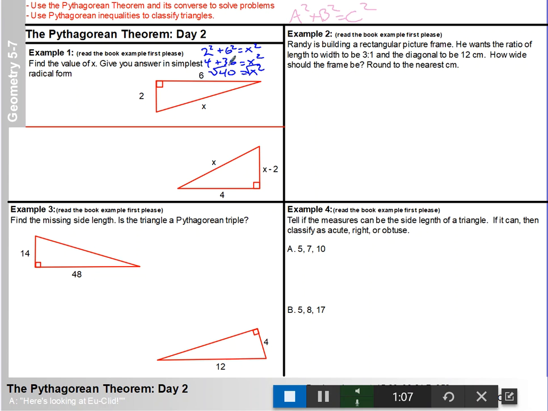But simplest radical form tells me I need to convert the square root of 40 into its simplest radical form. So what goes into 40 that is a perfect square? Oh, that's not too bad. It's 4. So the square root of 4 times the square root of 10. The square root of 4 is 2, so it's 2 root 10.